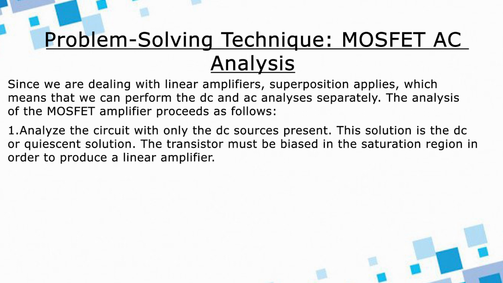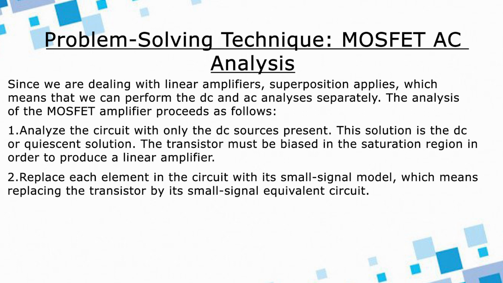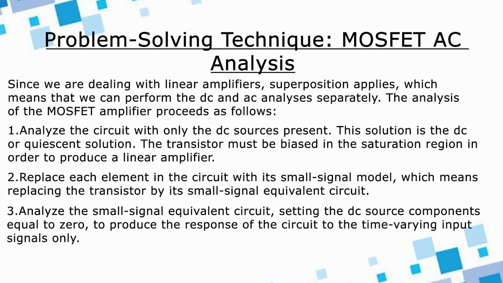Second, replace each element in the circuit with its small signal model, which means replacing the transistor by its small signal equivalent circuit. Then analyze the small signal equivalent circuit, setting the DC source component equal to 0, to produce the response of the circuit to the time varying input signals only.